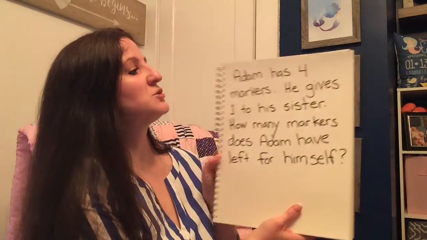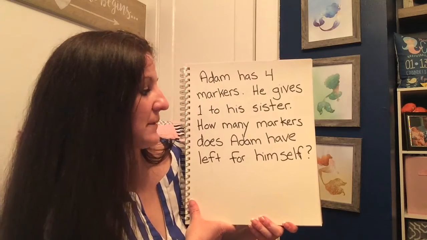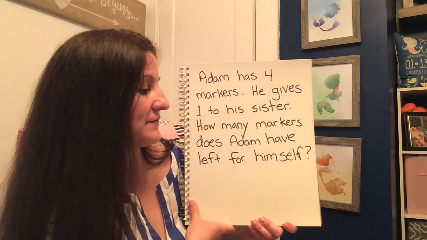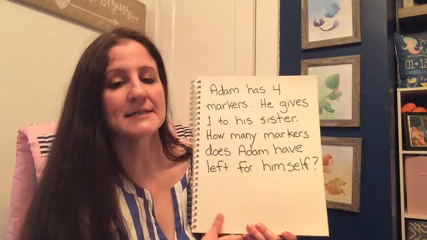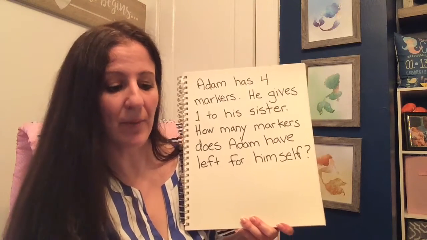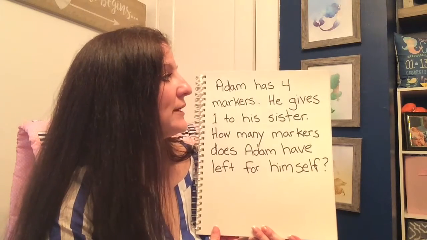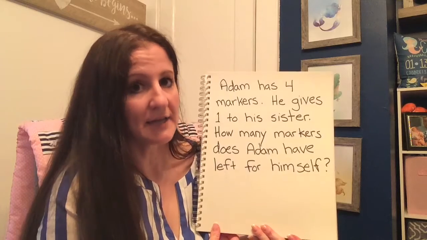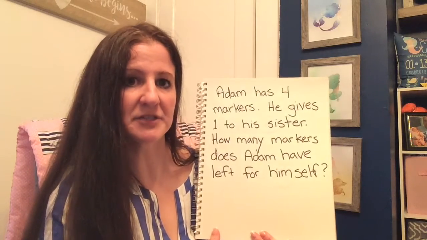I'm going to start off with a story problem here. The story problem says that Adam has 4 markers. He gives 1 to his sister. How many markers does Adam have left for himself? So the first thing I need to do when I see a story problem is ask myself, what is this story talking about? I know that this is about markers, and it's about a boy named Adam who has 4 markers and he gives 1 marker away. I need to know how many markers he's going to have left after he does that.